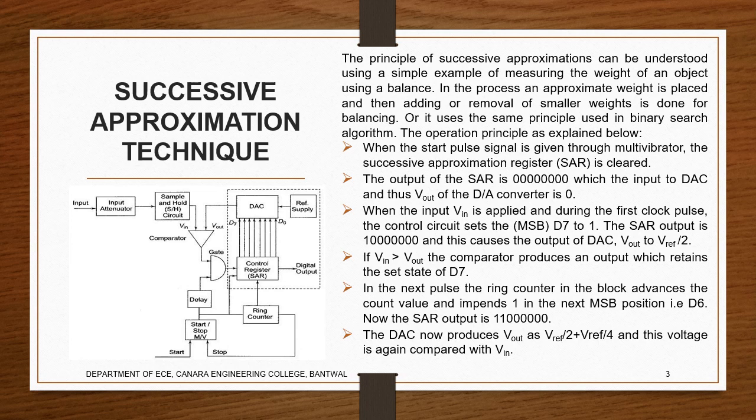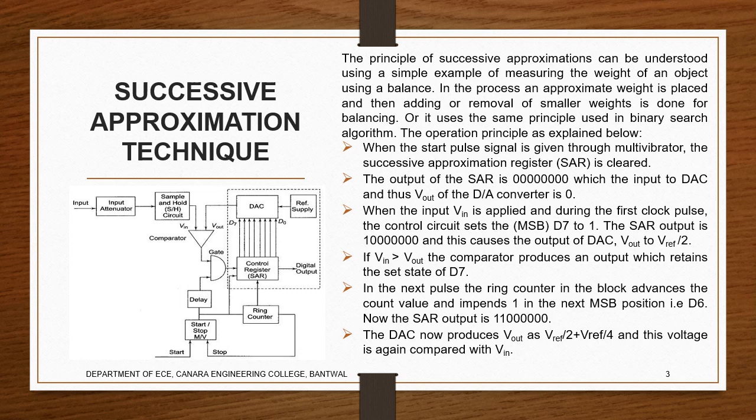What is the Vreference? I'll be using 5 volts. So Vin is 1 volt, Vreference is 5 volts, so Vout is equal to 5 divided by 2, that is 2.5. Here Vin is 1, Vout is 2.5, so Vin is less than Vout. At that time that bit is not used; that bit is reset again. In the other case, if Vin was greater than Vout, then the D7 bit is retained. As it is not, it is reset.